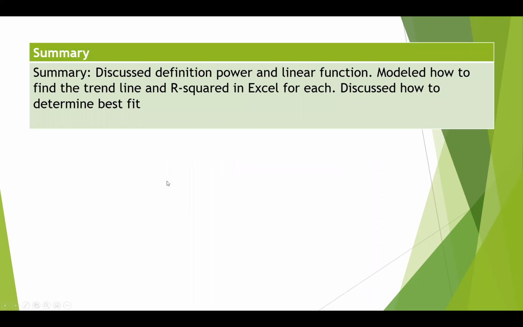So in summary, we've talked about what a power function is, what a linear function is, and we've modeled how to find the trend line and r squared in Excel for each. We've also discussed how to determine the best fit.